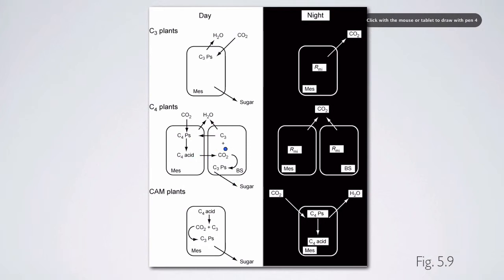So in C4 plants, we have a spatial separation of C4 and C3 photosynthesis with gas exchange during the day. For CAM plants, there's a temporal separation of C3 and C4 photosynthesis, C3 during the day, C4 at night, and gas exchange happens at night instead of during the day.